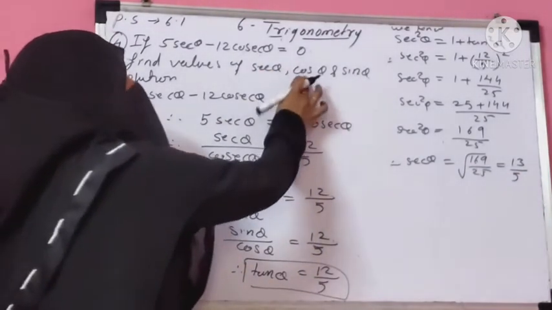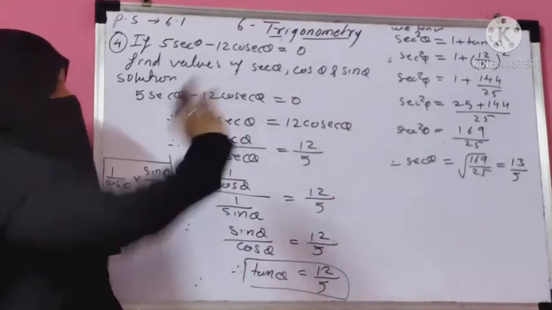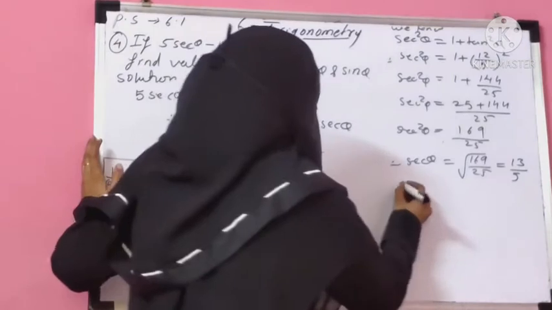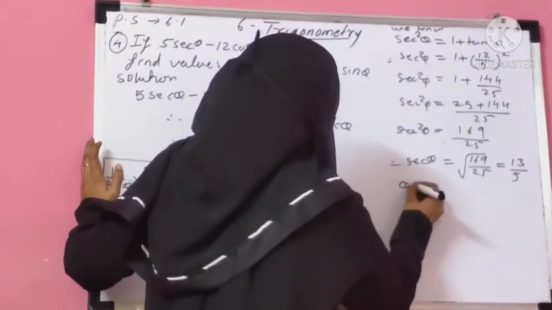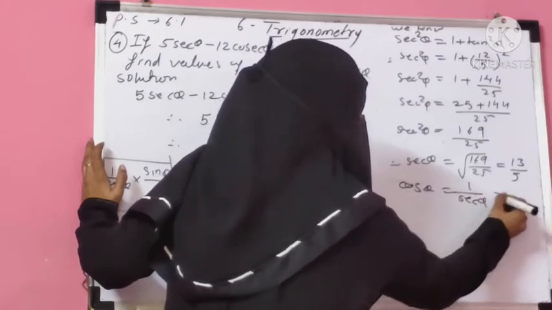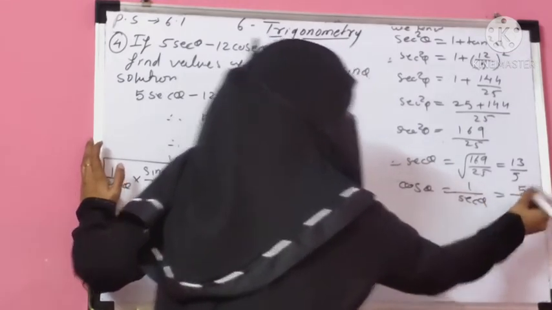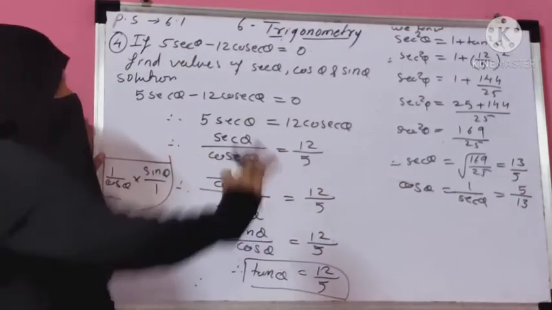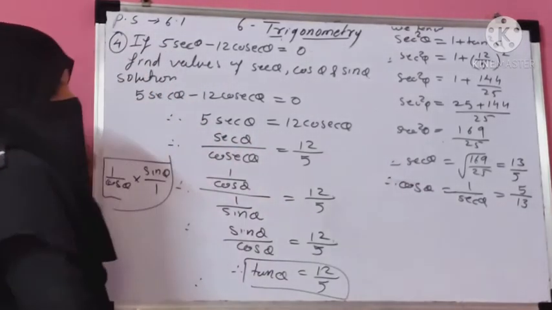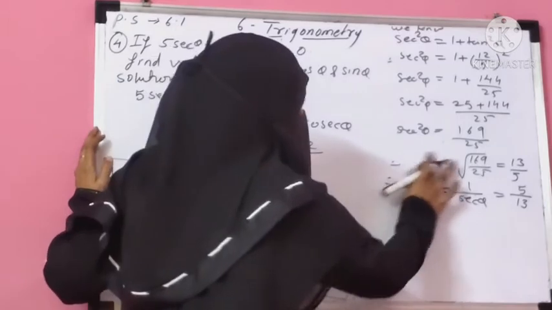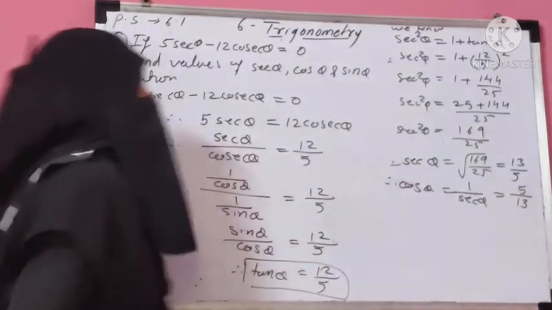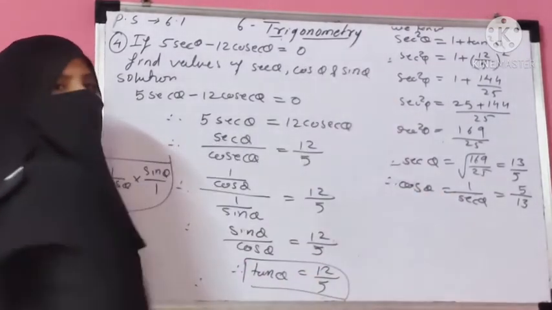Okay. Next you have to find cos theta. You know that sec theta and cos theta are in inverse ratio. So right here cos theta is 1 upon sec theta, that means 5 upon 13. Sec theta and cos theta are in inverse relation, so therefore cos theta is 1 upon sec theta, that means 5 upon 13. Next you have to find sin theta.